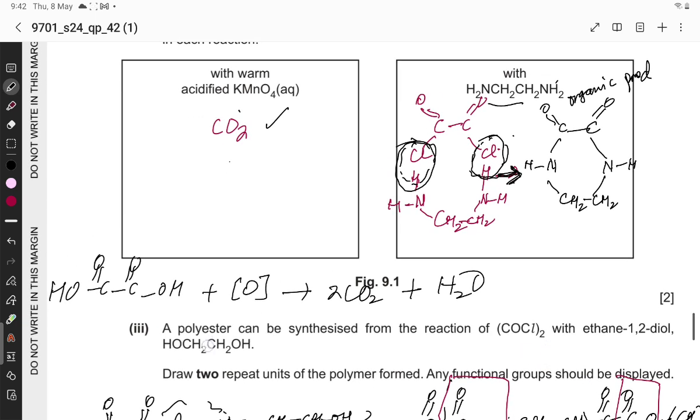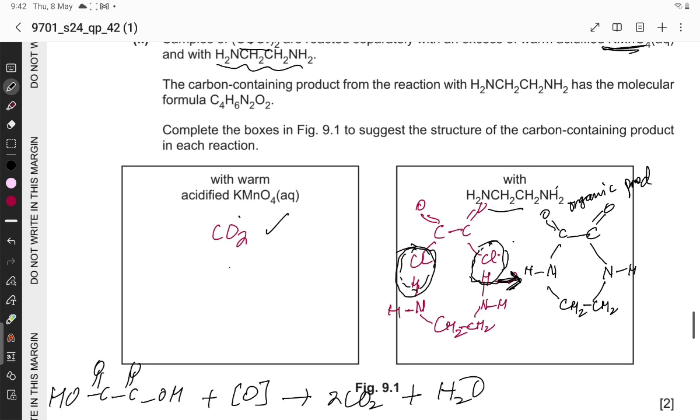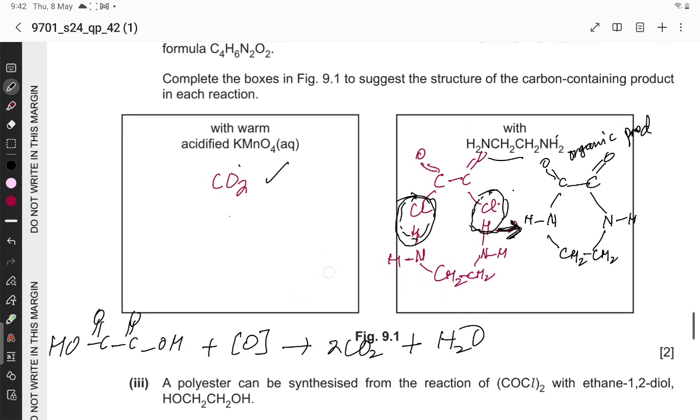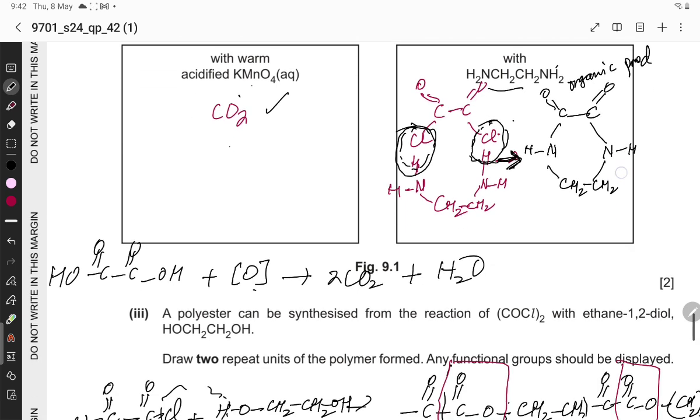And this is the reaction when the dicarboxylic acid, ethane-1,2-dioic acid, reacts with oxygen in the presence of potassium manganate. This is nascent oxygen, which is formed when a few drops of acid are added to potassium manganate. So this oxygen reacts with this compound to form carbon dioxide and water.